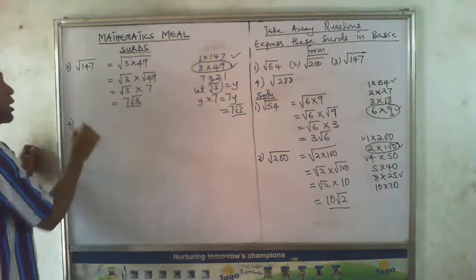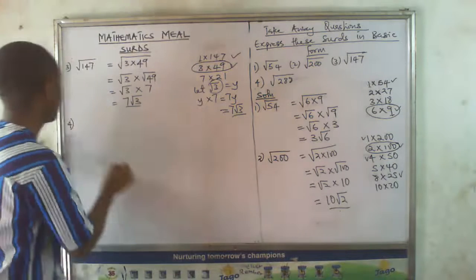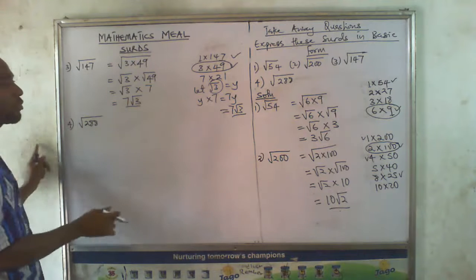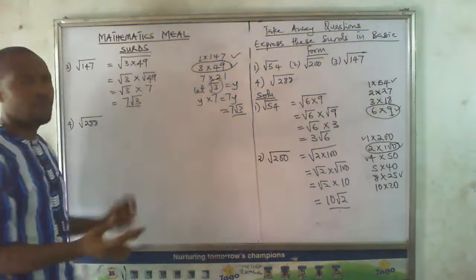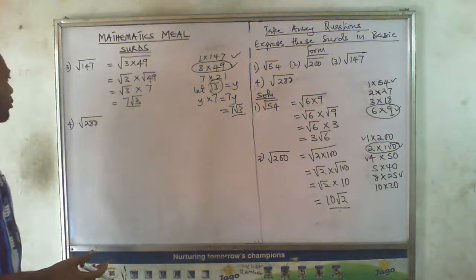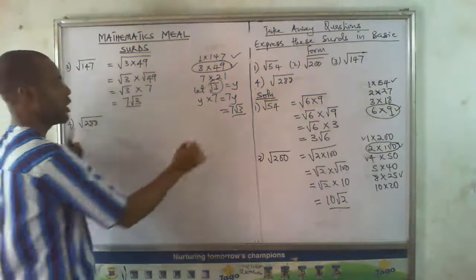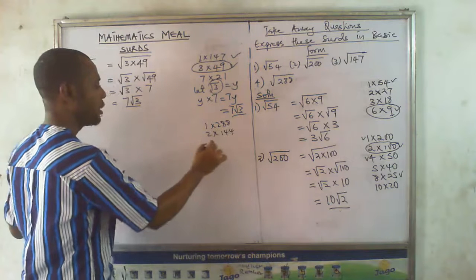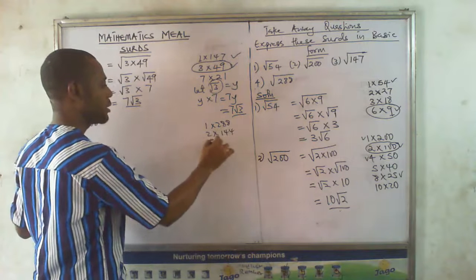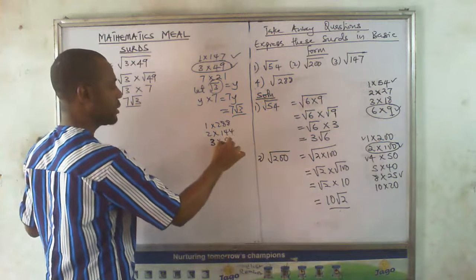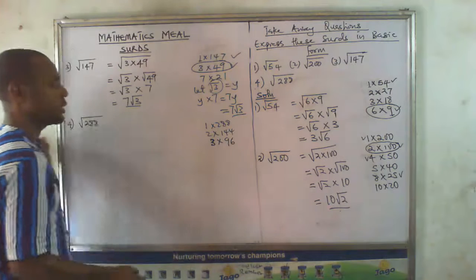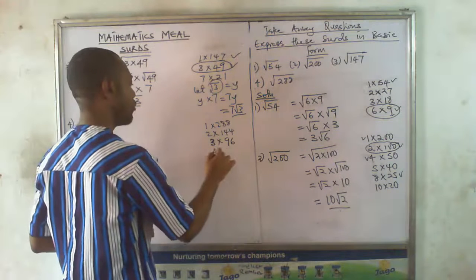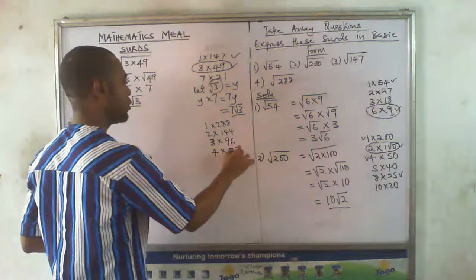Okay, finally, the fourth question, we're asked to find the square root of 288, to express the square root of 288 in basic form. What are the numbers we multiply to obtain 288? 1 times 288, 2 times 144, 3 times, that should be around 96. Yes, 3 times 96 will give us 288.